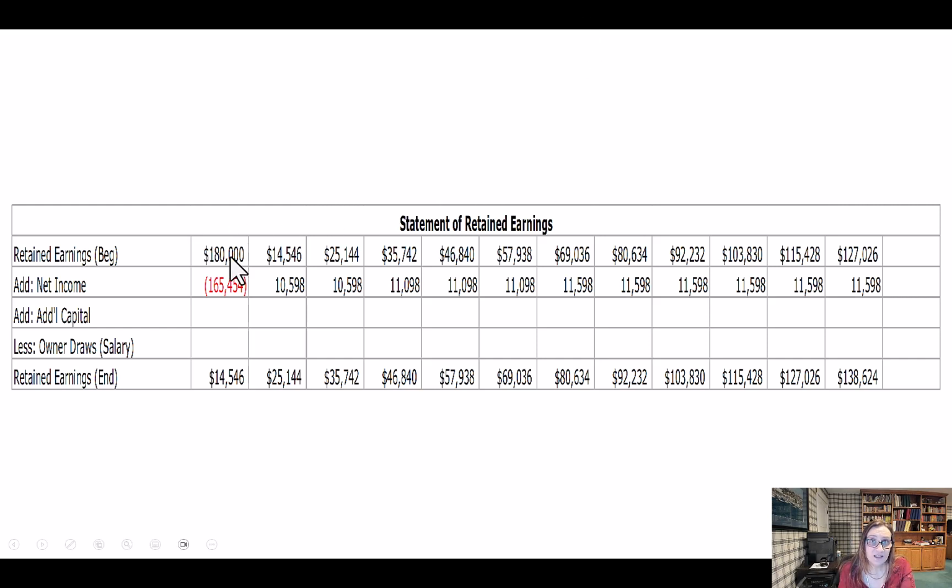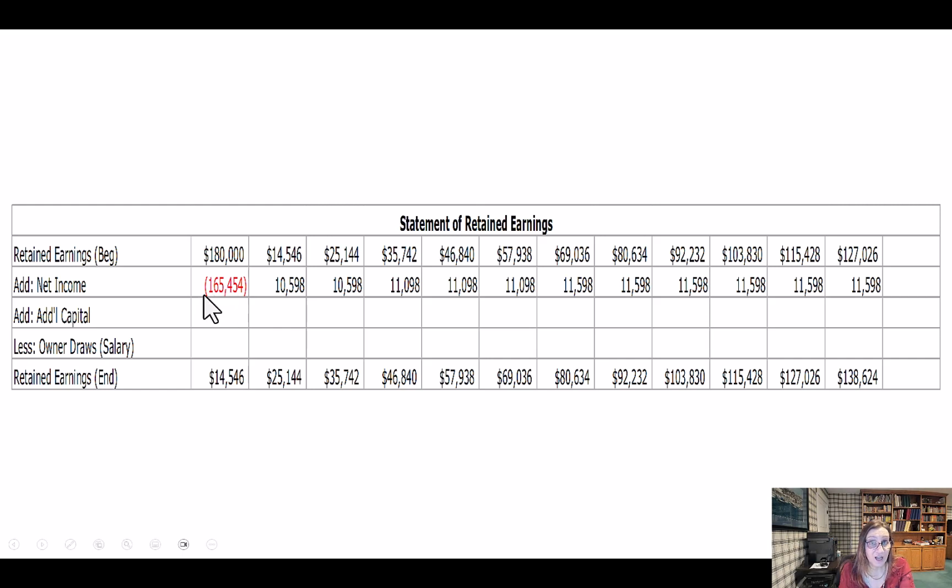From our last discussion on how I'm going to fund my business, remember I said I'm going to contribute $180,000 to this business from my personal savings. That's where my retained earnings start. This is my beginning initial contribution from the owner. Then the next line is I'm adding the net income from my income statement. This is the same number from my income statement bottom line.